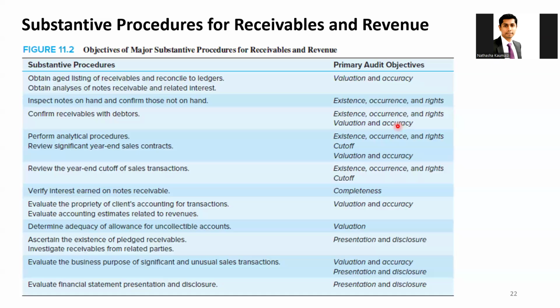And then another one would be evaluate the business purpose of significant and unusual sales transactions. So, when you are evaluating these high value, very significant sales transactions, you are going to cover the valuation and accuracy of the numbers, obviously, and then presentation and disclosure, whether these amounts are correct or not. Likewise, you are going to cover some assertions. So, you can refer to this table to understand them.